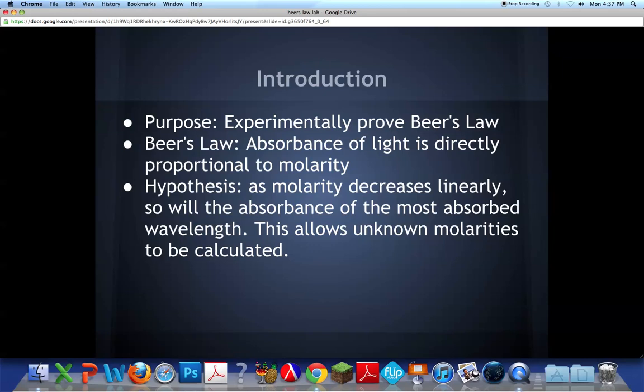Our hypothesis for this lab was that as molarity decreases linearly, so will the absorbance of the most absorbed wavelengths, and we're using that for accuracy purposes. All wavelengths should reduce by the same percentage, but just for accuracy, we're using the most absorbed. Also, using this information, we will be able to calculate the molarity of an unknown solution if we can figure out its absorbance.